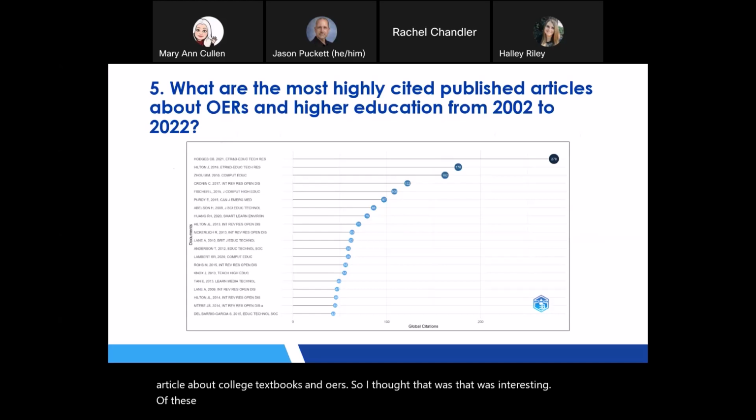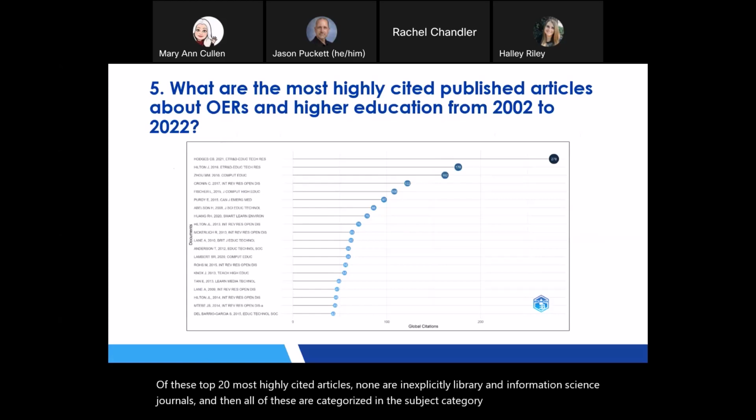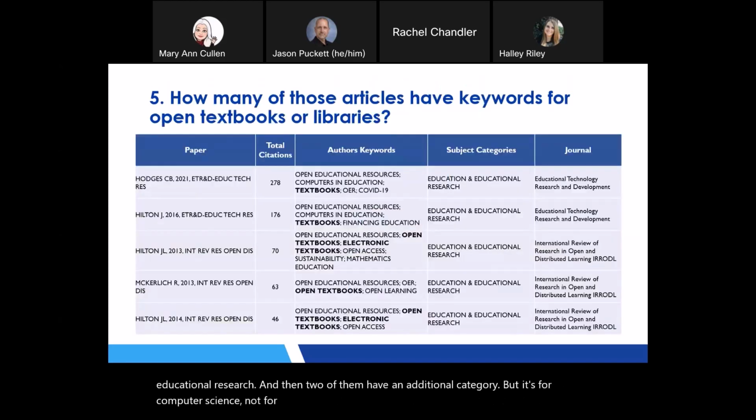Of these top 20 most highly cited articles, none are in explicitly library and information science journals. All of these are categorized in the subject category of education and educational research, and 2 of them have an additional category, but it's for computer science, not for library and information science. I pulled out of those 20 highly cited articles the ones with keywords related to open textbooks. There were not any with keywords related to libraries. I bolded them there. It's pretty much just either using the author's keyword of textbooks, open textbooks, or electronic textbooks.